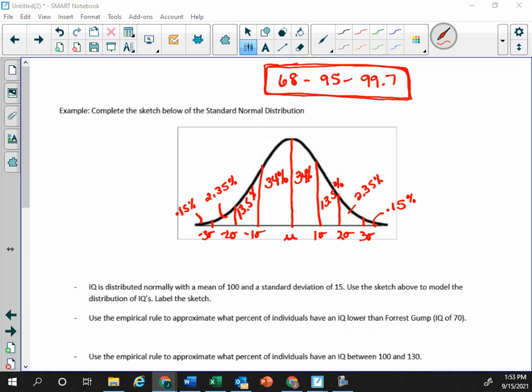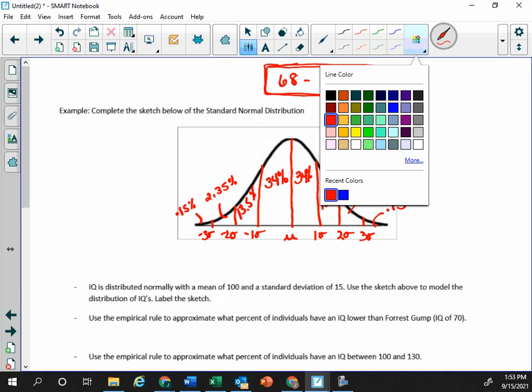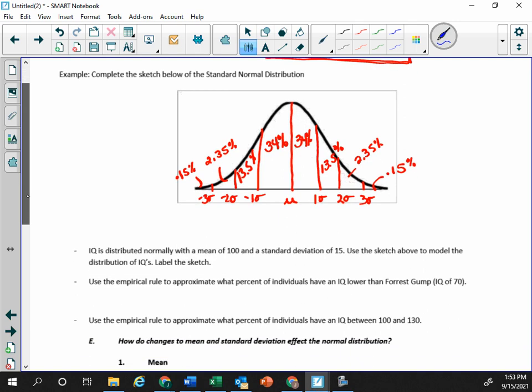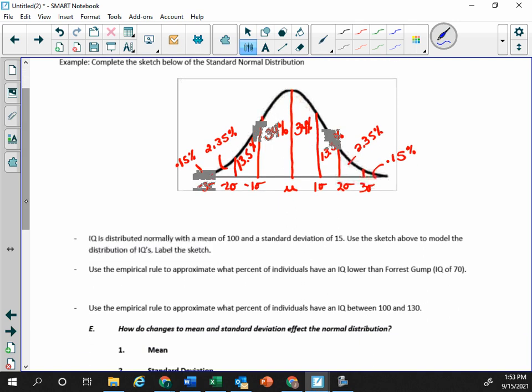All right, so the next part says that IQs are normally distributed with a mean of 100 and a standard deviation of 15. They're asking us to use the picture above to show the distribution of IQ scores. So the mean is 100, so that's easy. That goes right in the middle.